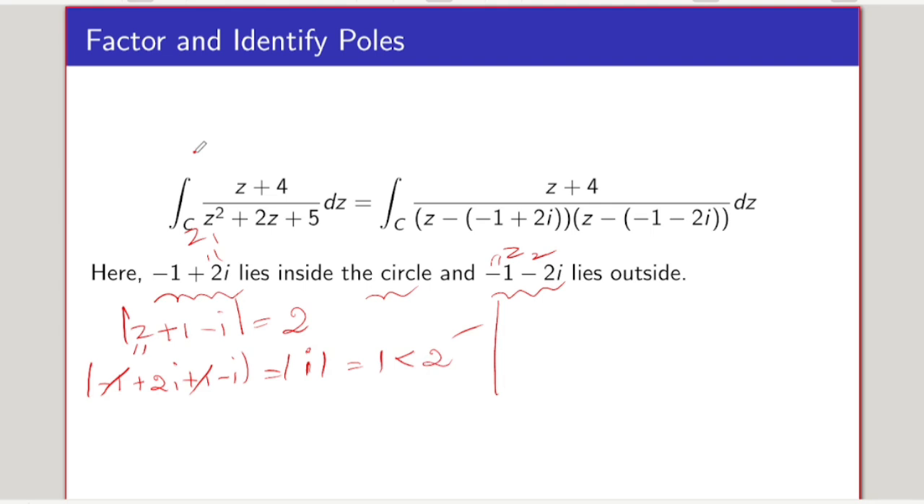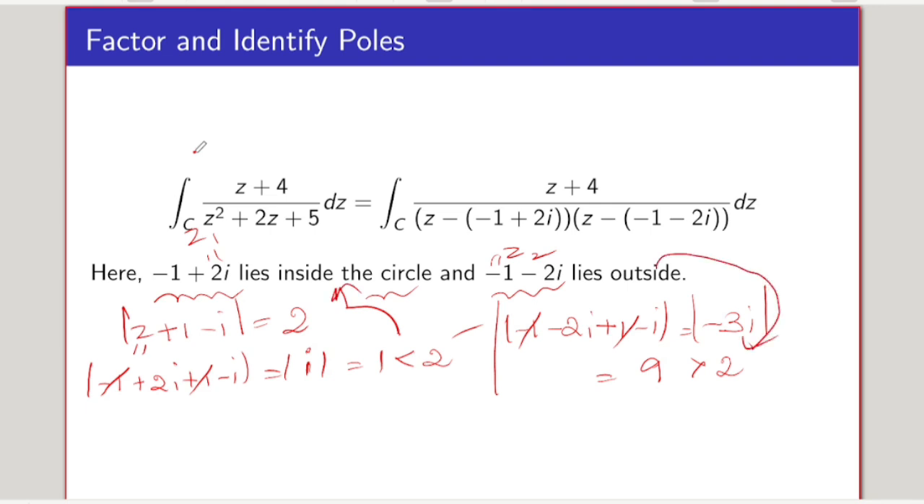And if you take here instead of z, I may substitute z2, then -1 - 2i + 1 - i. Here again +1 and -1 will get cancelled. -2i - i, that is -3i. So if I take the square of the modulus, it will be 9. 9 is greater than 2. So it lies outside.